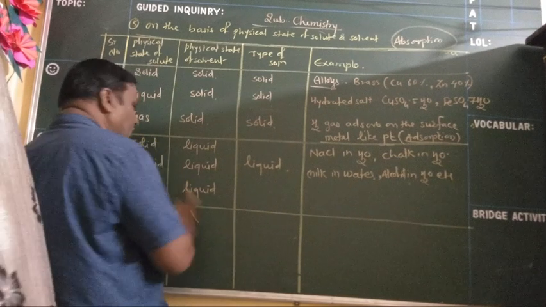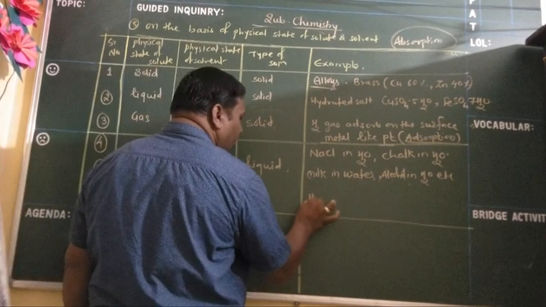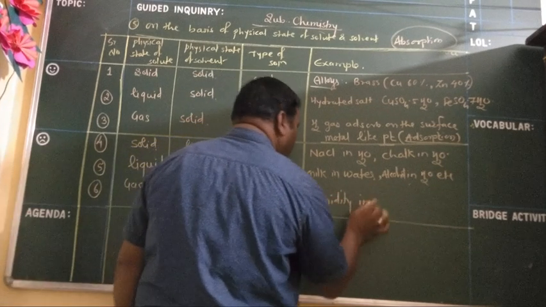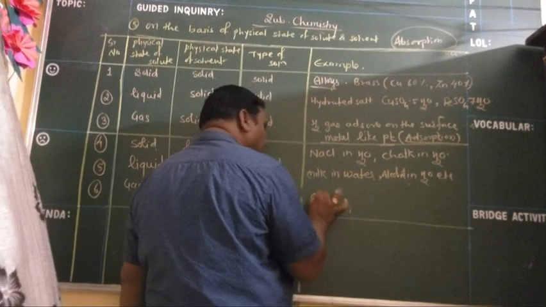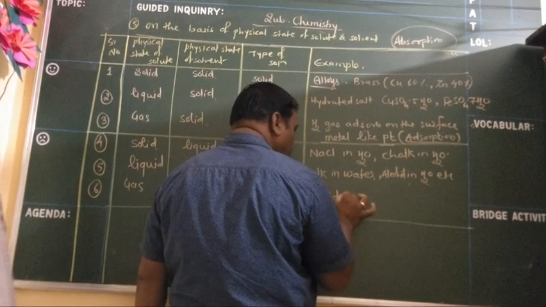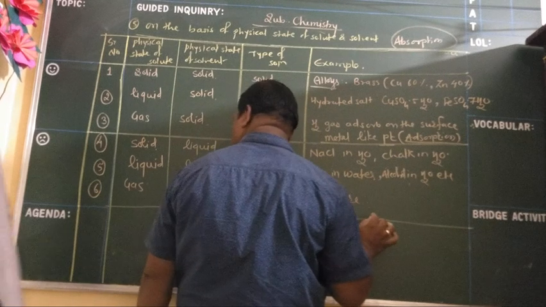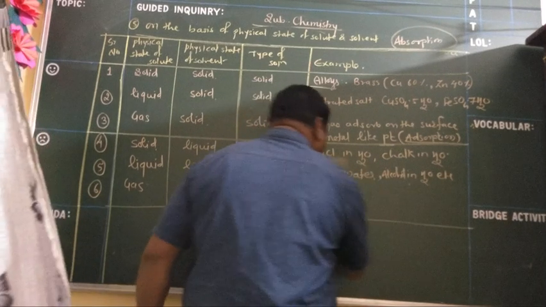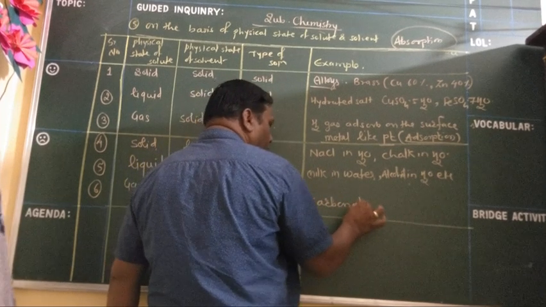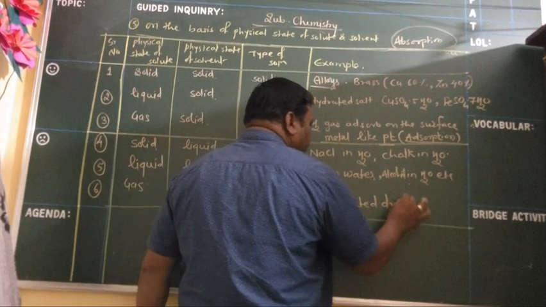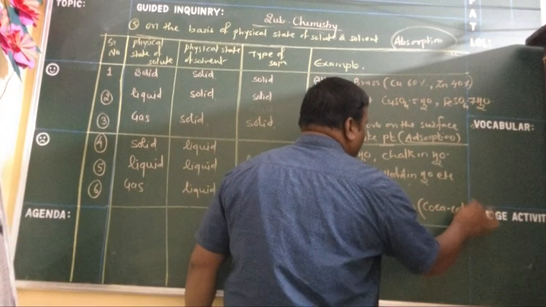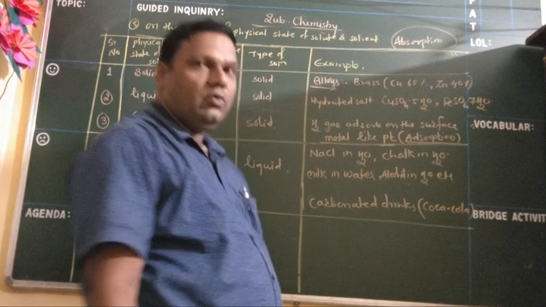Now gas in liquid. So what will gas in liquid be? Humidity or moisture. Gas in liquid is a carbonated drink, like Coca-Cola or Pepsi, Mirinda, whatever it is.